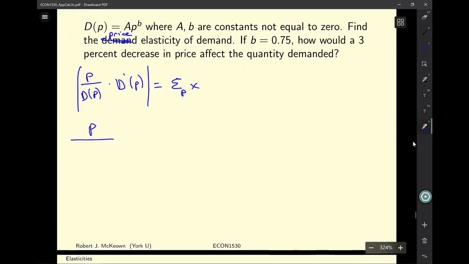And we want to replace this term with something that has price in it, with the function itself, so that we can eliminate the prices. And I'm just going to write A price to the power of B, like so. What's the derivative of this thing? Well, we're going to use the power rule. So it's going to be A B price to the power of B minus 1.